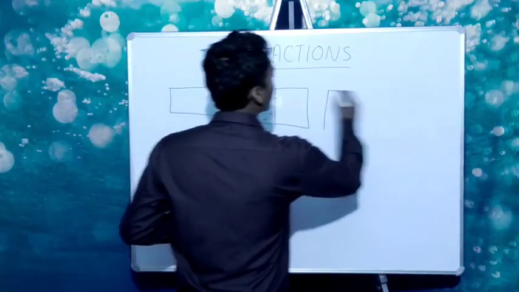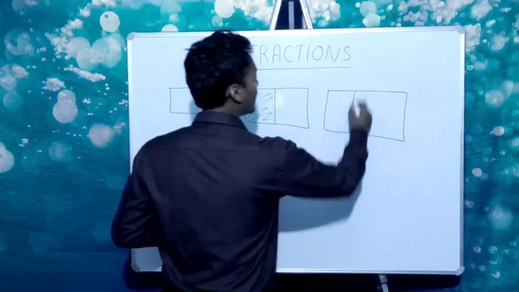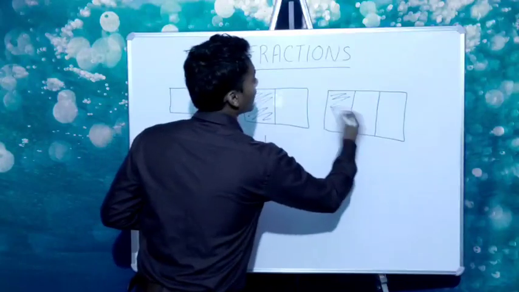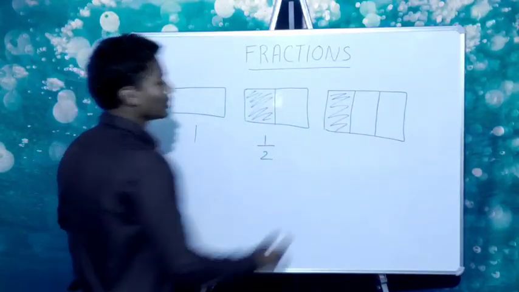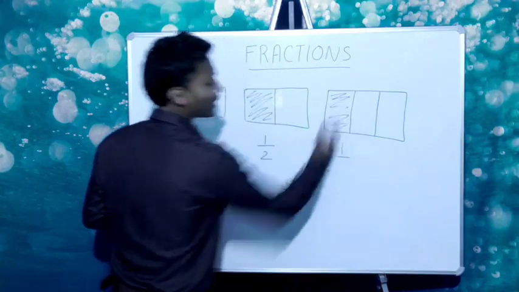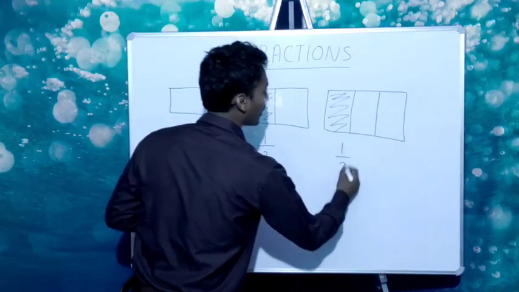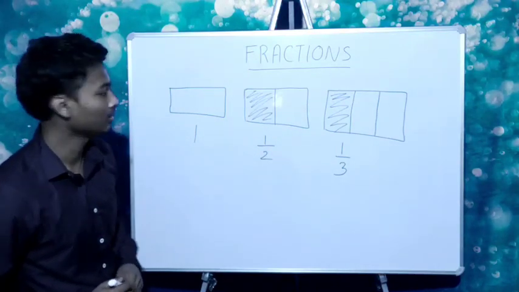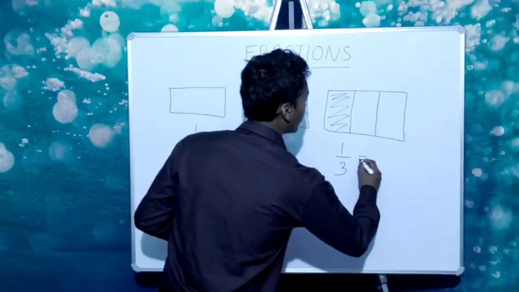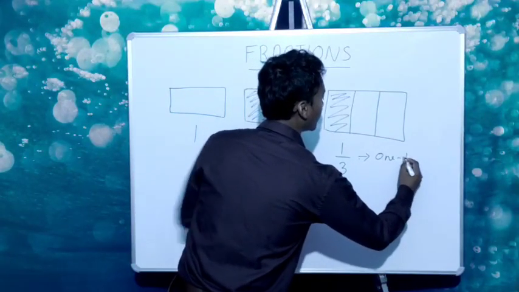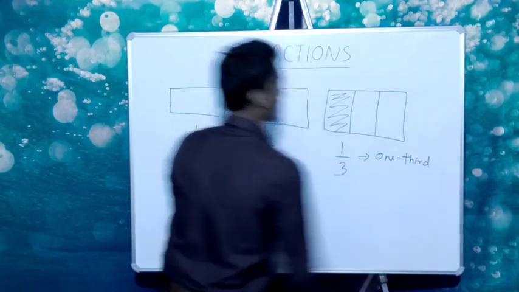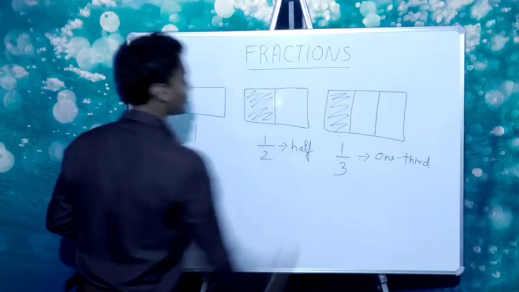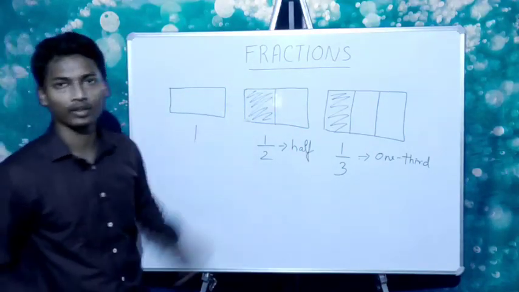Then if I take the same rectangle and I divide it into three parts and select one of the parts, it can be written as one part that I have selected divided by the number of parts, or we can call it 1/3. Okay, so this can be called 1/3. This is half, or 1/2 we can say.